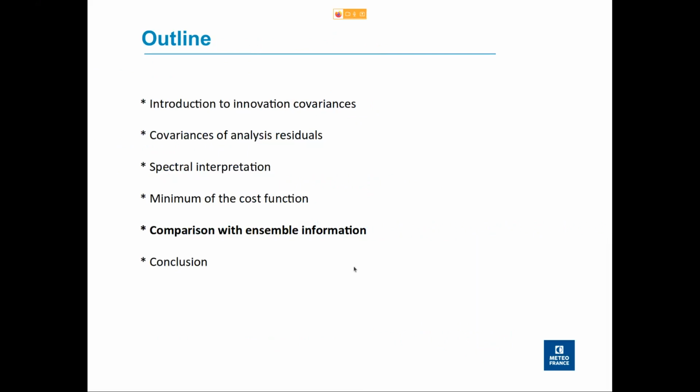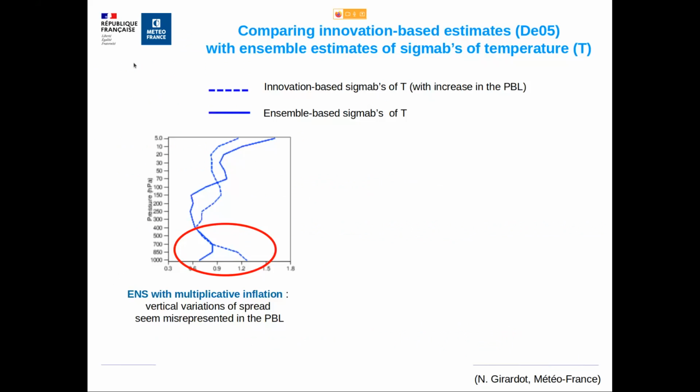Another important aspect to consider is the possibility to compare these estimates with ensemble information. This is illustrated here by considering the comparison between the innovation-based estimate using the Desrosiers diagnostics and the ensemble estimate of sigma b's of temperature, plotted here as a function of height. The dashed line is the innovation-based sigma b's of temperature, which indicates that sigma b's tend to increase in the boundary layer, in relation with large model uncertainties at these levels. And the full line is the ensemble-based sigma b of temperature in the case where multiplicative inflation is used to simulate the model error contributions.